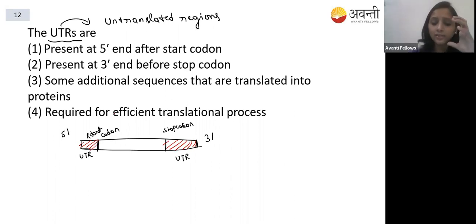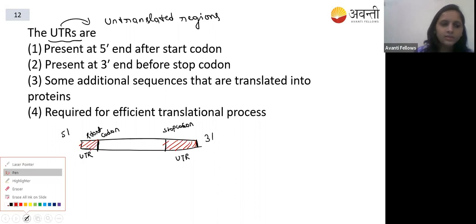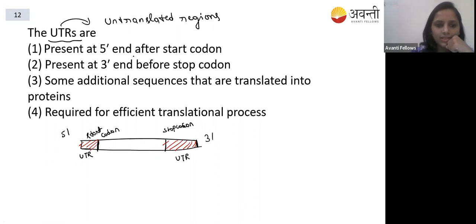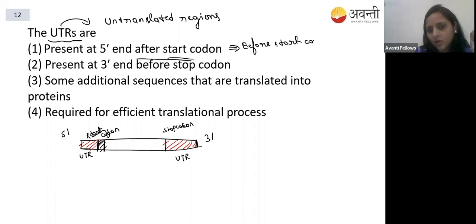This helps in the translation efficiency. It helps in the translation of the mRNA. So let us see what is given in the options. UTR is present at the 5' end after the start codon. No, guys, here you can see I have marked the start codon. They are telling that it is after the start codon. No, guys, it is present before the start codon, right? Before the start codon, it is present.